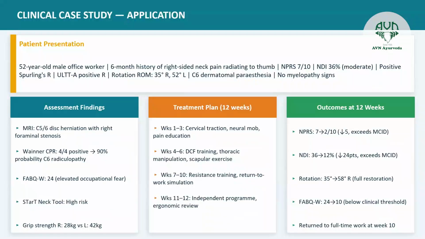On assessment, there were MRI findings. C5-C6 degeneration was present, and on the Wainner classification of radiculopathy, it was 90% positive, and a probability of C6 radiculopathy was reported. The FABQ scale, that is the fear avoidance scale, was 24. Elevated occupational fear was there, so we have to look into the psychological aspect for that. The Neck Disability Index was given as high risk, and grip strength was also reduced on the assessment findings.